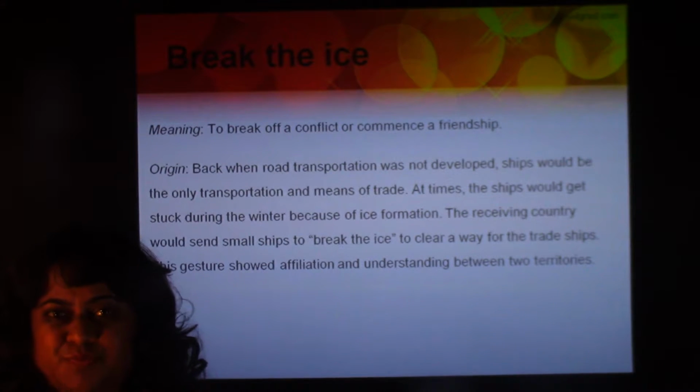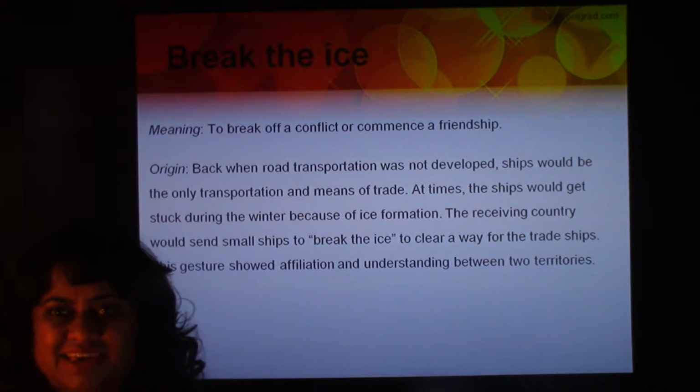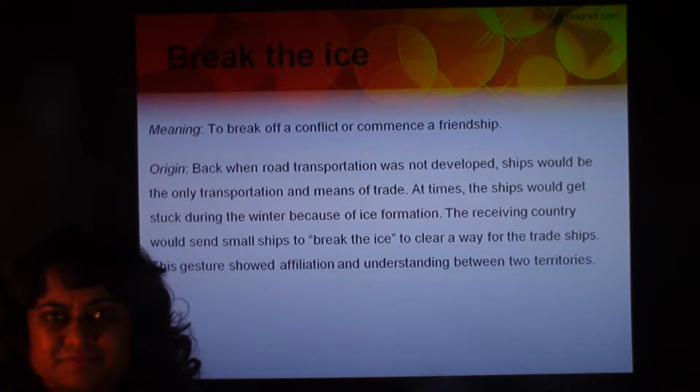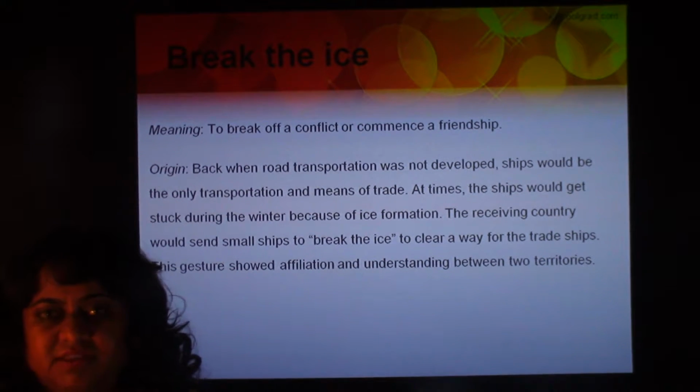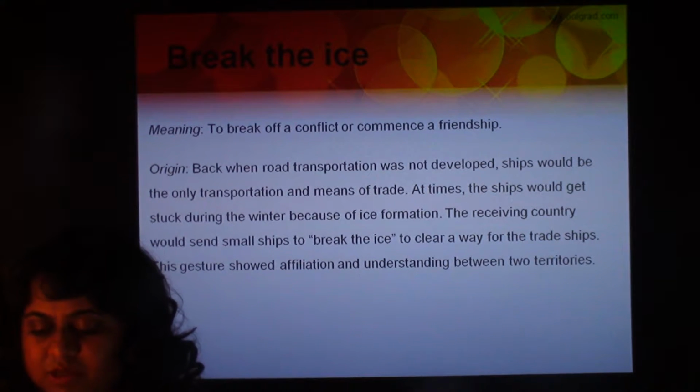To break the ice. So we've all heard of icebreakers, right? Whether you're a college freshman or in any new company or organization, an icebreaker is an event where you break the ice between people, meaning you make friends, introduce yourself to people, and build relationships. To break the ice means to break the anonymity, the barriers between people, and to actually form friendships.